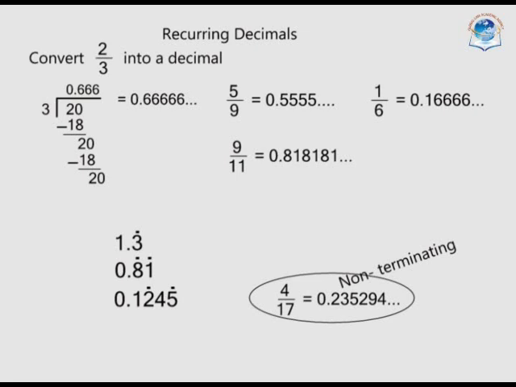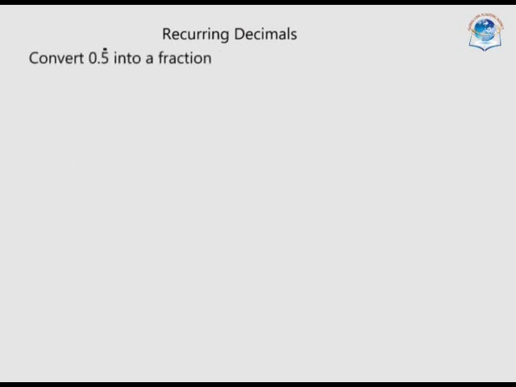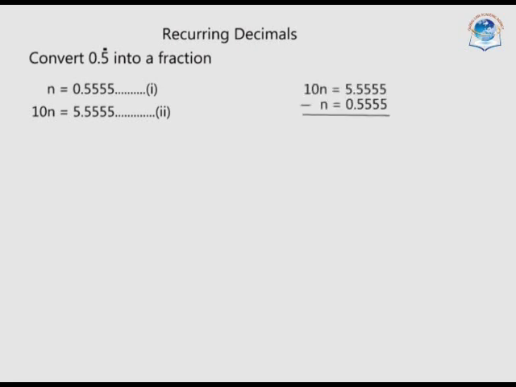The biggest headache is converting recurring decimals into fractions because they have endless number of decimal places. There is a special method to do this. For instance, 0.5 with 5 recurring. We use n to represent any decimal number, so n is equal to 0.555. We multiply both sides by 10 first, so 10n is equal to 5.555. If we subtract equation 1 from 2, we shall have 9n is equal to 5.0, and n is 5 over 9.